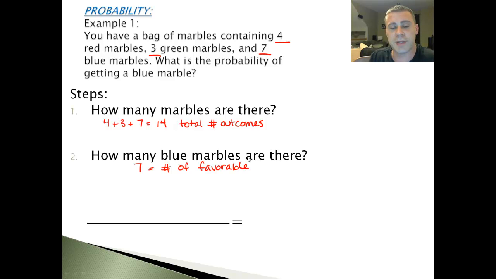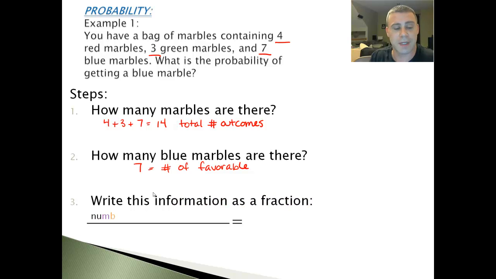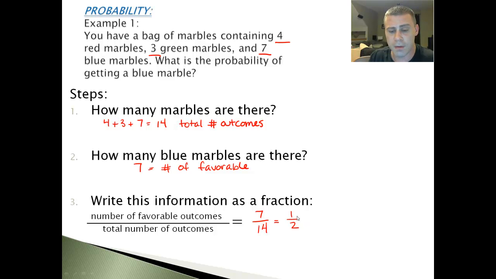Alright, now what do you do once you have this information? You're going to go ahead and write it as a fraction. The number of favorable outcomes is going to be your numerator. In this case, it was 7. And then for the denominator, it's going to be the total number of outcomes. And in this case, 14. Now notice I said it's going to be a fraction, which means that if you can, I want you to reduce. So 7 over 14 reduces to 1 over 2. So you have about a 1 in 2 chance of drawing a blue marble from the bag. Okay, and that's the answer. That's all there is to it.